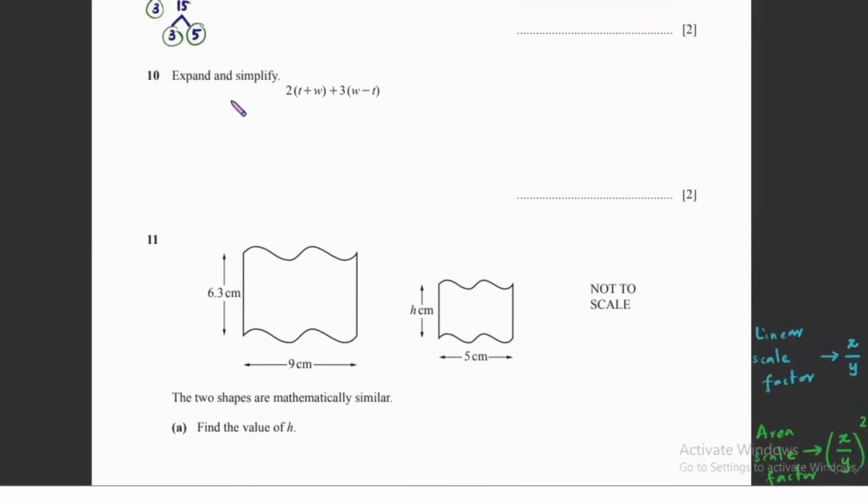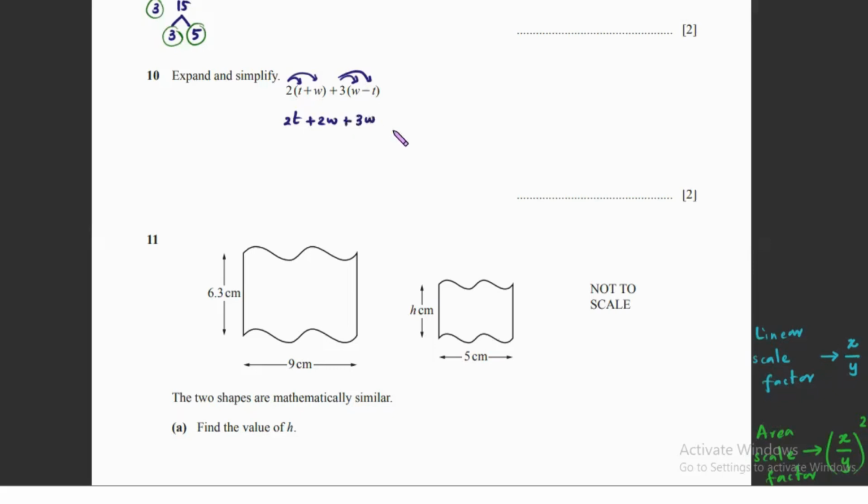In question 10, we are asked to expand and simplify. To expand means to remove the brackets by multiplying the terms inside the brackets with the term that is outside the bracket. So using these two, I need to multiply the t and the w. So it becomes 2t plus 2w. The same way, I need to do the same thing for the next bracket as well. So using these 3, I need to multiply w and t. So 3 times w is 3w.